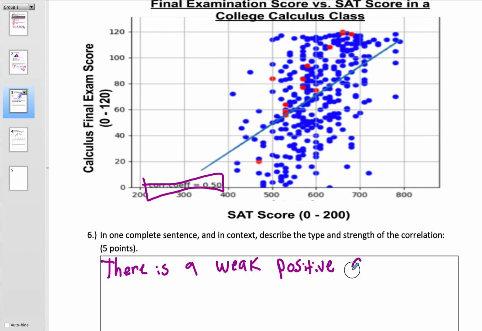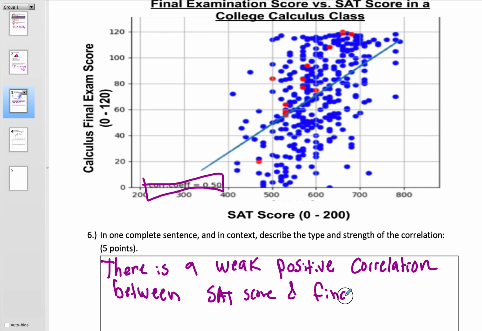So there's a weak positive correlation between SAT score and final exam score. Okay, there's a weak positive correlation. I know because one, the points are far away from the line, and two, because the R value is not close to 1. Okay, it's 0.5. It's a weak positive correlation.